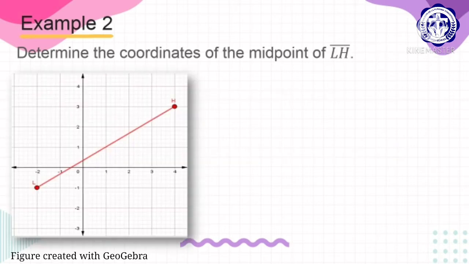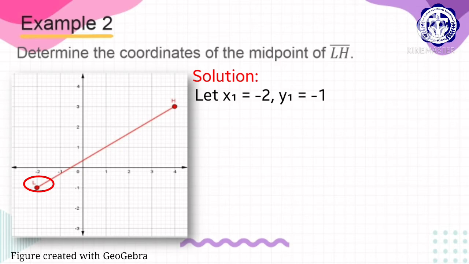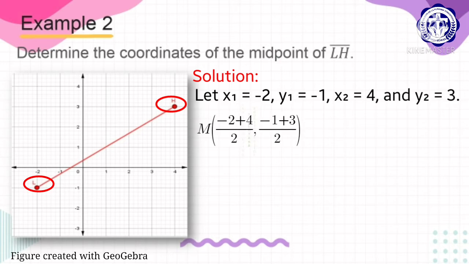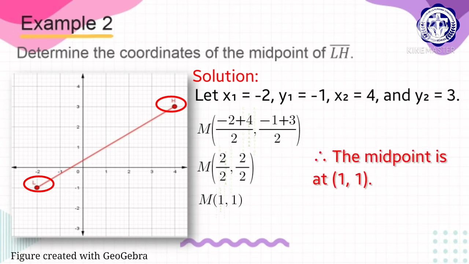Example number 2. Determine the coordinates of the midpoint of line segment LH. Let us first identify the coordinates of the endpoints. Point L is at (-2, -1), while point H is at (4, 3). Now, substitute the respective values to the formula. We now have (-2 plus 4) all over 2, and (-1 plus 3) all over 2. Then, simplify the expression. -2 plus 4 is 2 while -1 plus 3 is 2. 2 divided by 2 is 1. Therefore, the midpoint is at (1, 1).